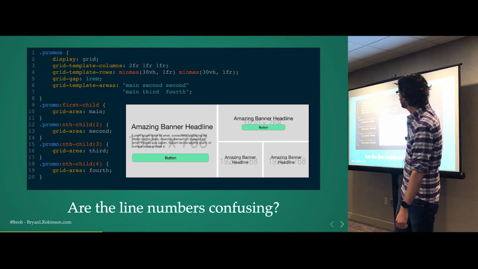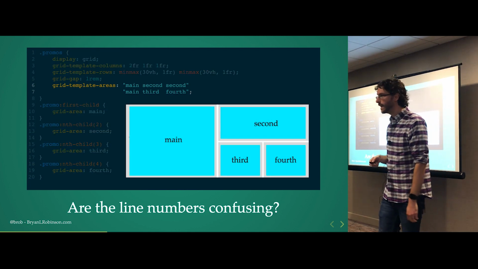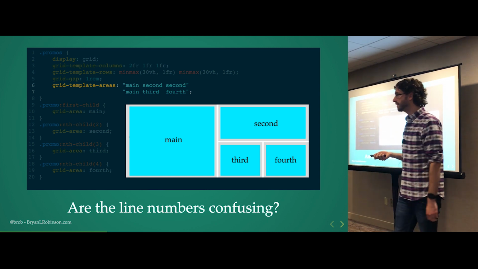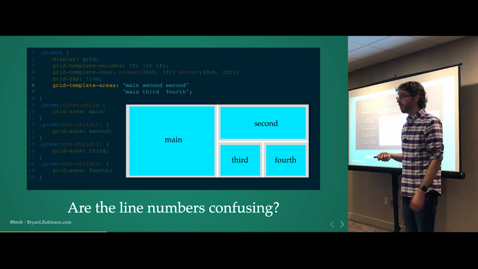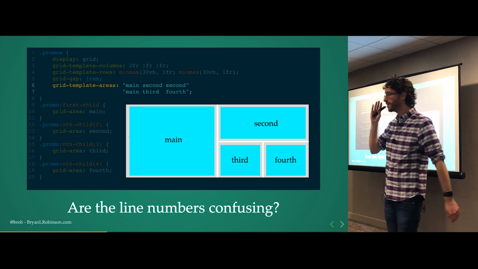Same display grid, columns, row, gap declarations, but a new property, grid-template-areas. And we can name our grid areas. In fact, you can use emojis in here. I've never done it because I don't really like emojis that much, but you can do it.